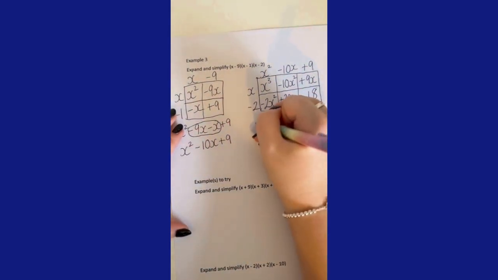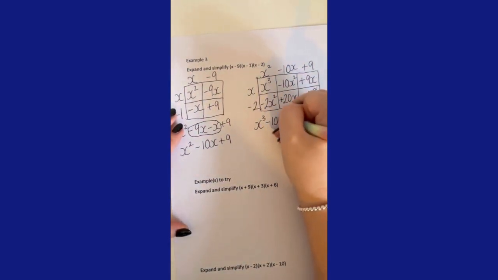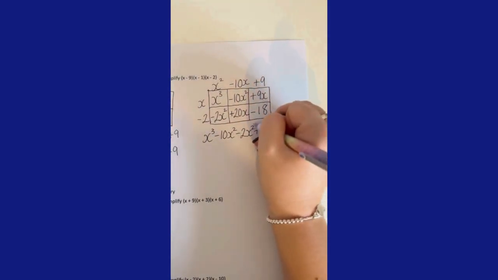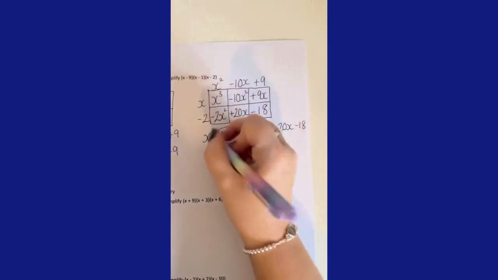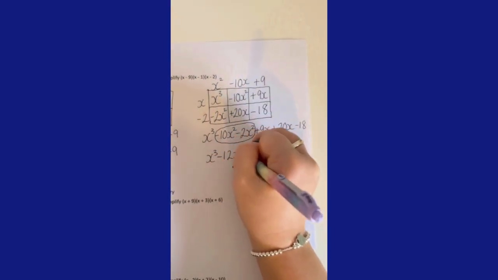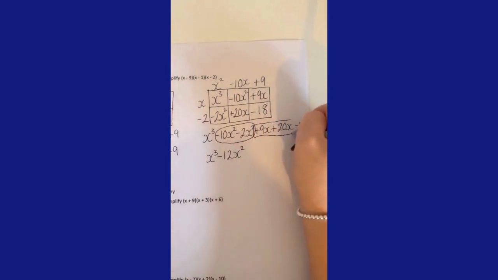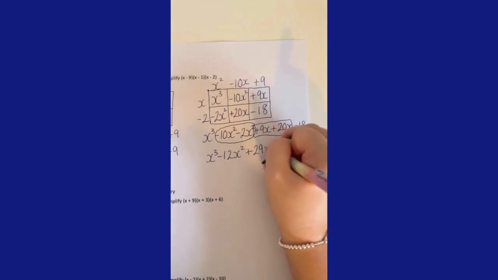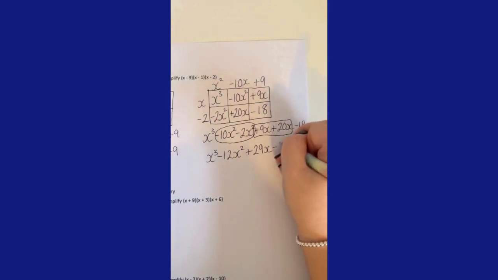Let's write all of that out. Our x cubes first, minus 10x squared, minus 2x squared, because we do our x squares together. Then our x's, plus 9x, plus 20x, and then take away 18. Then we can collect our like terms. So x cubed, minus 10x squared minus 2x squared is going to get me minus 12x squared. And then we've got 9x plus 20x is going to get me plus 29x, and then minus 18. And that is our fully expanded product. Okay, there are 2 examples there for you to have a go at.